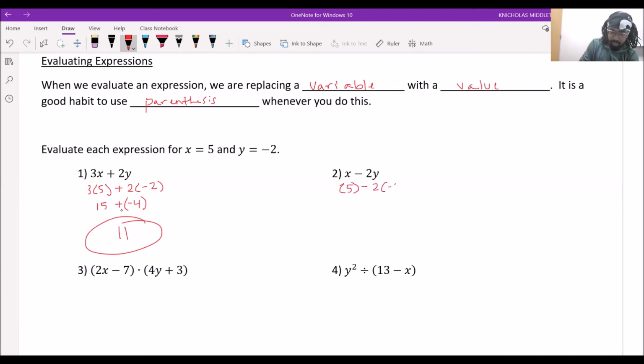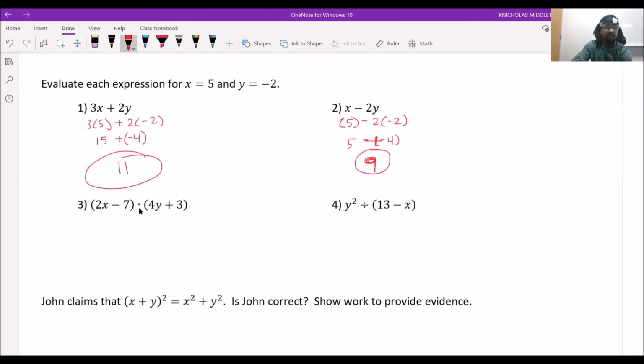Number 2, x is 5 minus 2, negative 2. So 5 minus negative 4. Minus a negative, remember, is going to be positive. So minus a negative is plus: 5 plus 4, 9. We've got 2x minus 7 times 4y plus 3. Again, we're plugging in our values. So we got 2x, which is 5, minus 7 times 4y, which is negative 2, plus 3.